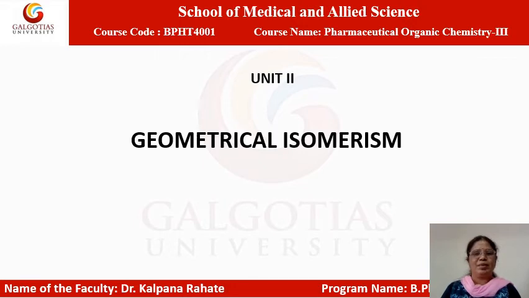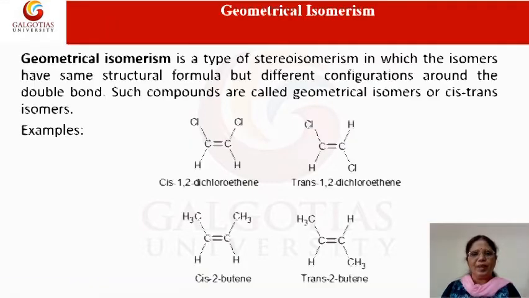Today we will study geometrical isomerism, basically the various methods for nomenclature. Geometrical isomerism, as we know, is the second subtype of stereoisomerism, that is, other than optical isomerism. So let's start. Let us first understand what is the meaning of this term, geometrical isomerism.